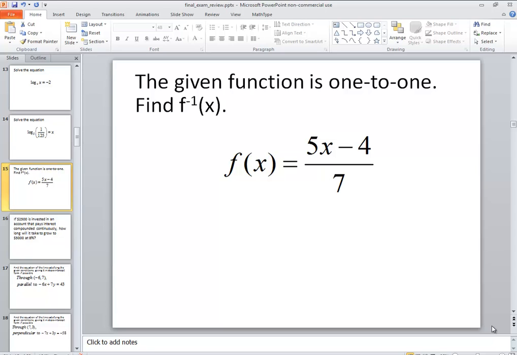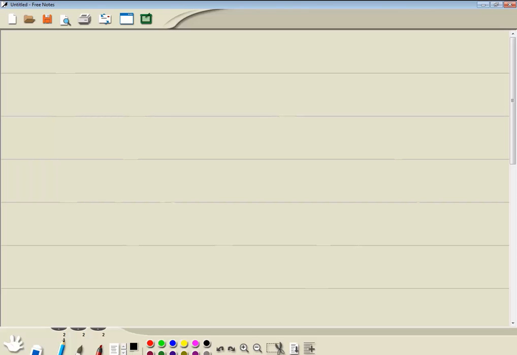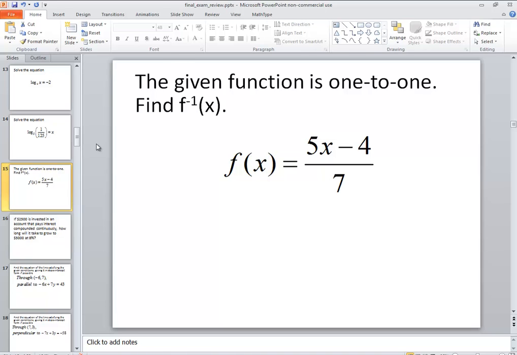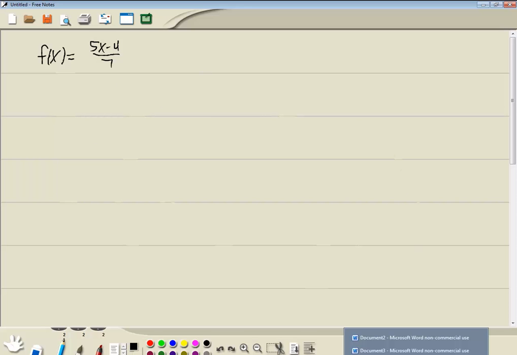So let me get my tablet here. There we go. And we got f of x is equal to 5x minus 4 over 7. Well, let's review the steps for finding the inverse.